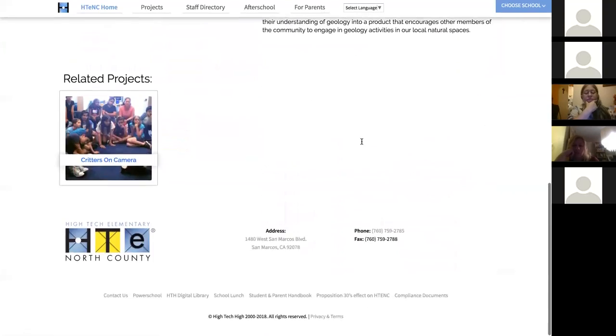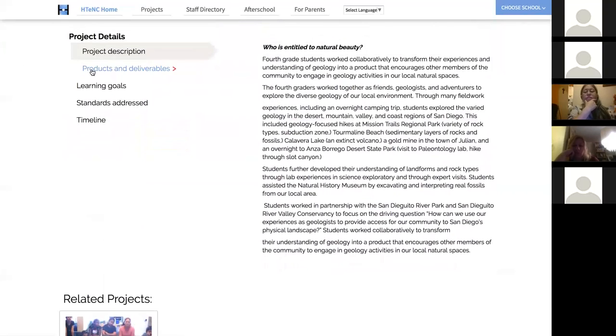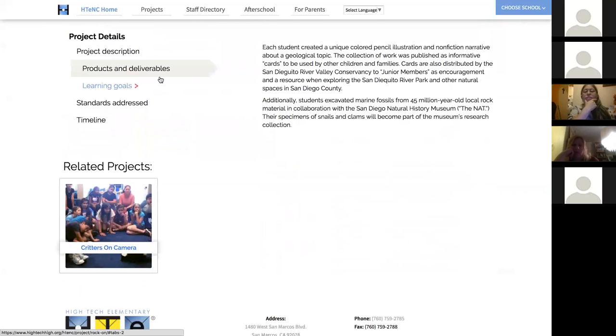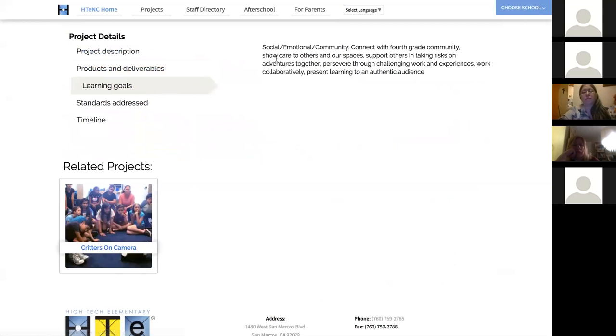And so that's a description of the project. It doesn't show very much. Oh, so you click on here, product and deliverables. Okay, I get it. So they did a nonfiction narrative and a pencil illustration. So this is combining art and writing too. And it looks like they did some field trips along with this. And then they have science involved here. Students excavated marine fossils from a 45 million year old local rock material with their history museum. So it's teaching in an interdisciplinary way.